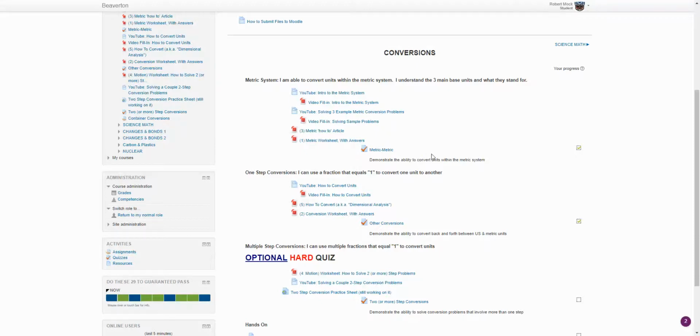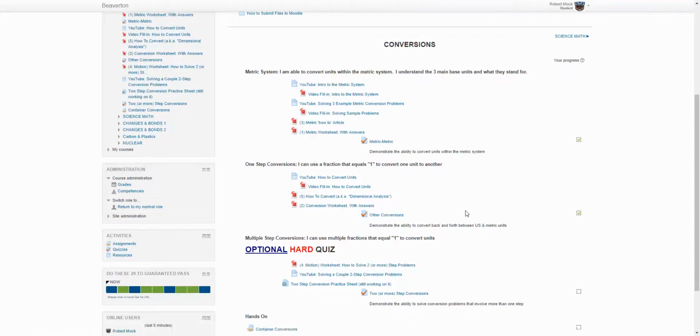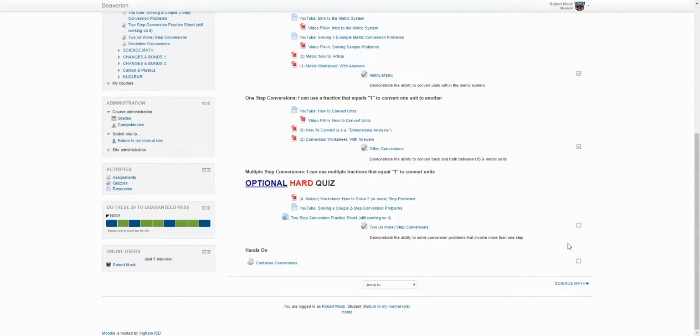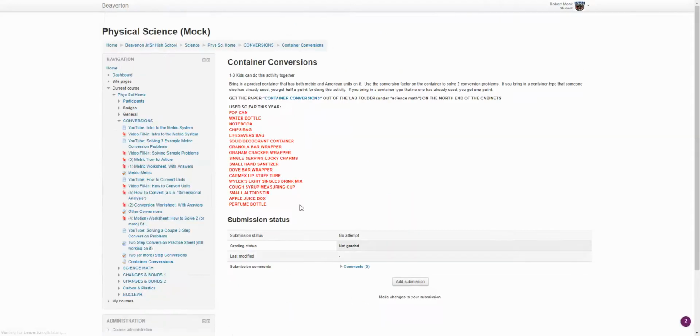All right, so you have already passed the metric quiz and the other conversions quiz, and maybe you worked on 2 or more step conversions, or maybe you skipped it. It is optional after all. Some kids want to spend time on it, and other kids don't. Maybe you want to come back to it later. It doesn't matter. But before you can move on to the science math unit, you have to do the container conversions activity. So, what is that activity?